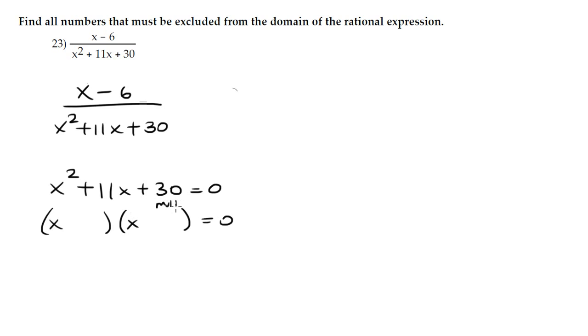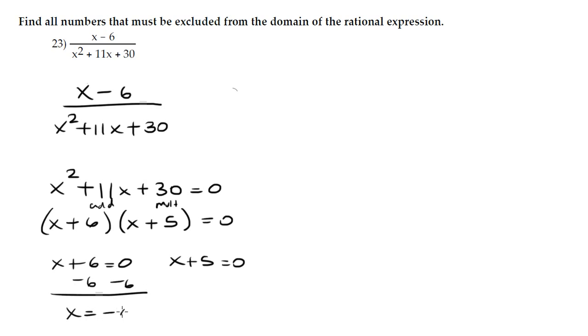Multiply to 30 and add to 11. I believe that's 6 and 5. 6 times 5 is 30. 6 plus 5 is 11. So the zero product property says if x plus 6 times x plus 5 equals 0, either x plus 6 equals 0 or x plus 5 equals 0. Solve each of these. X equals negative 6. X equals negative 5.